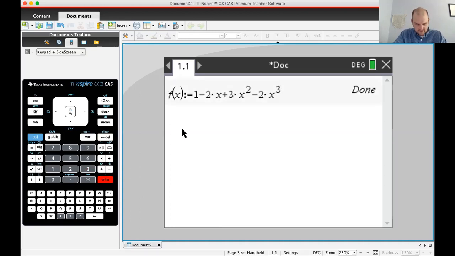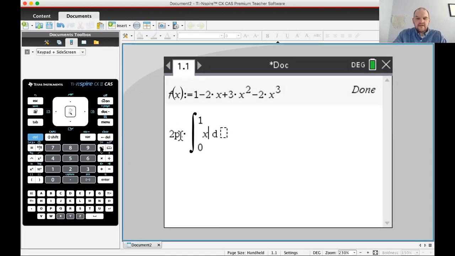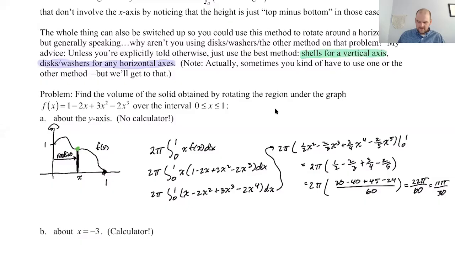All right, 1 minus 2x plus 3x squared, minus 2x cubed. Okay, so we want 2 pi times the integral from 0 to 1 of x times f of x dx. 11 pi over 30. Yeah, it never doesn't feel good when you get it right after doing all of that. I've done a lot of these and I still lack the confidence to be like, no, nailed it.